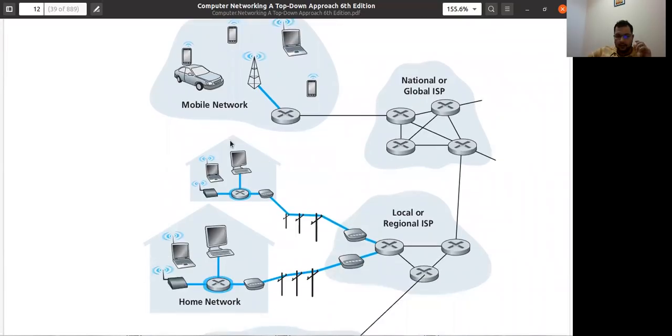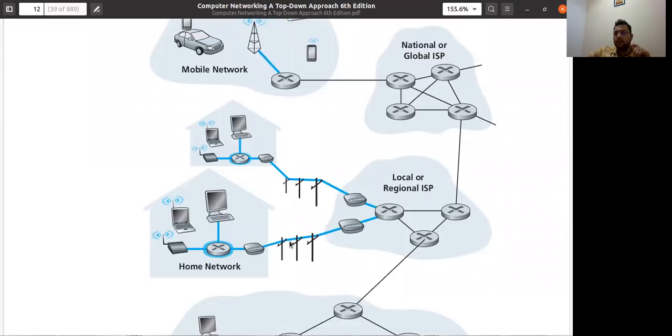Likewise, here also in the home network, this home is connected to the regional service provider through the telephonic line. Here also it is connected through the telephonic line. So both these home networks are connected to the same local or regional internet service providers, and they are connected through digital subscriber line.